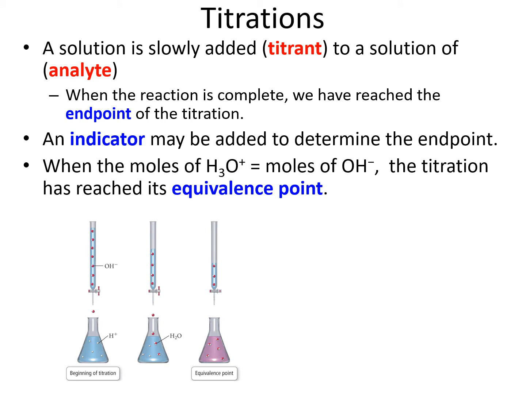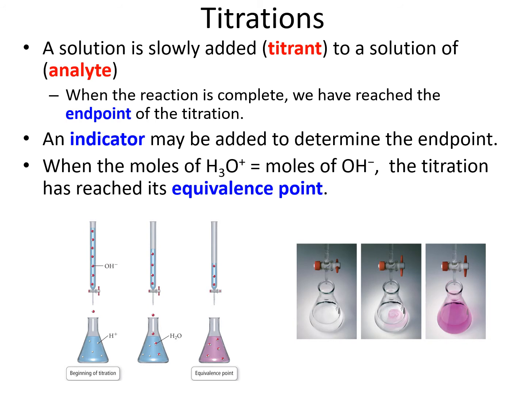And here are just some pictures of how you would normally set up a titration. You'd have this long burette where you'd slowly be able to track how much, in this example, OH minus you're adding to the solution. As you see the solution change color due to the indicator, you know you have reached the end point of the titration.